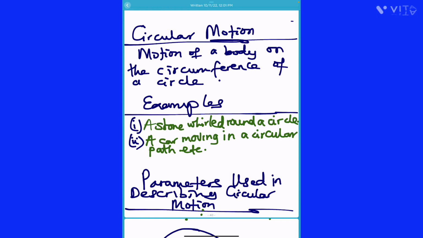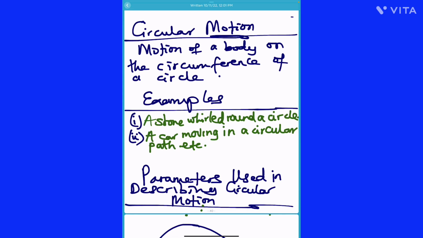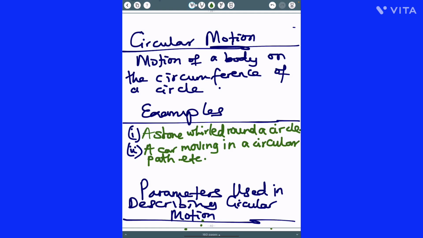Let's go to circular motion. Circular motion is the motion of a body moving on the circumference of a circle. When there's a circle like this, and a ball runs around the circle on its circumference, that ball is performing what is called circular motion.